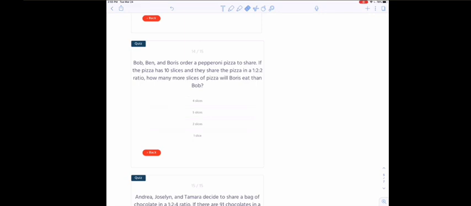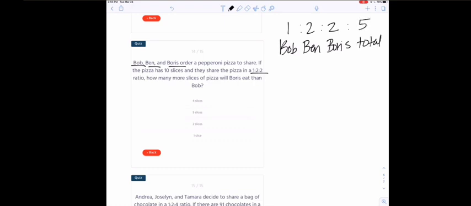Bob, Ben, and Boris order pepperoni pizza to share. If the pizza has 10 slices and they share the pizza in a 1 to 2 to 2 ratio, how many more slices of pizza will Boris eat than Bob? Okay, so Bob, Ben, Boris. 1, 2, 2. Bob, Ben, Boris. And our total, 1 plus 2 is 3, plus 2 is 5, is our total. What else did it tell us? It tells us that the pizza has 10 slices. That's a total. 10 slices. Okay? And it asks us how many more slices of pizza will Boris eat than Bob. So we have to find Bob and Boris.